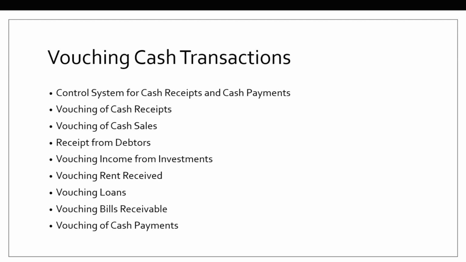Next, we'll take a look at vouching rent received. Rent received is vouched against rent receipts made, the number of accommodations that are let out, and making sure rent for all accommodations has been received and accounted for. Next is vouching loans.